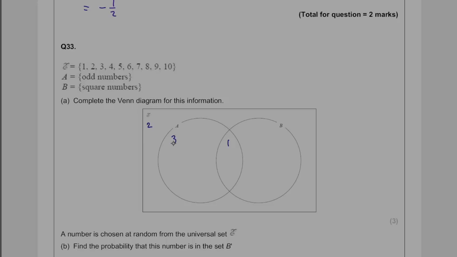3 is an odd number but not a square number. 4 is an even square number. 5 is an odd number. 6 is none. 7 is an odd number. 8 is none. 9 is an odd square number. And then 10 would go there as well.